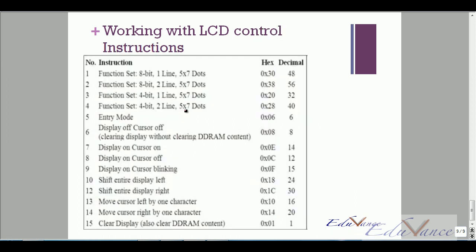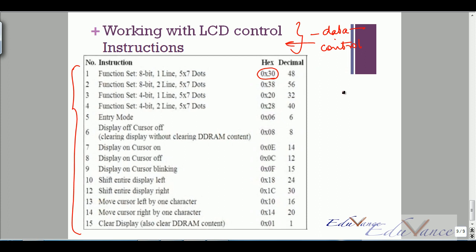So in the previous slide, we understood the method of displaying data, that is, if I'd like to send data. But this particular slide discusses how I send control information. There are multiple instructions that I need to work with. I'll explain all of them briefly. This is the instruction that I would send.